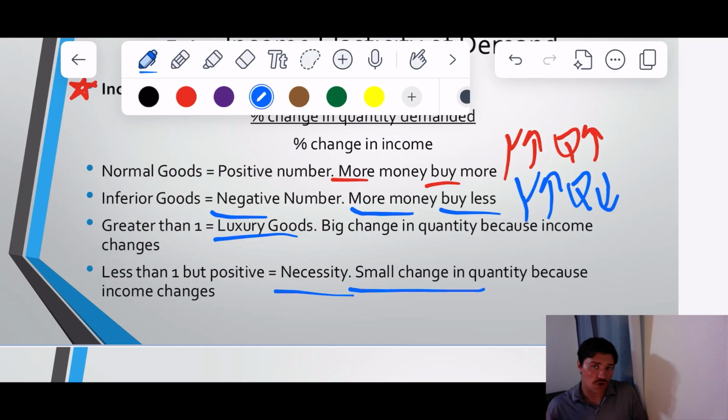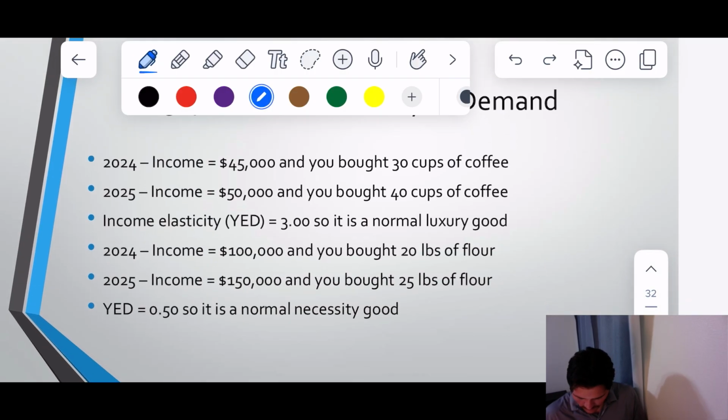These are the things that you're already buying, but if you had more money, you would buy more of them. But again, they're necessities. These are the things that you need, so you're already buying them, so your quantity only slightly changes whenever income changes. These are the 4 types of goods that we're looking at, all right? A positive number is a normal good. A negative number is an inferior good. Greater than 1 is a luxury. Less than 1, but positive, so 0 point something, is a necessity, all right?